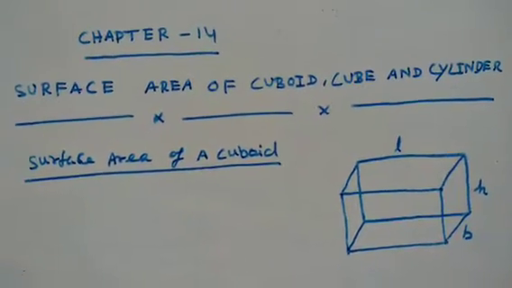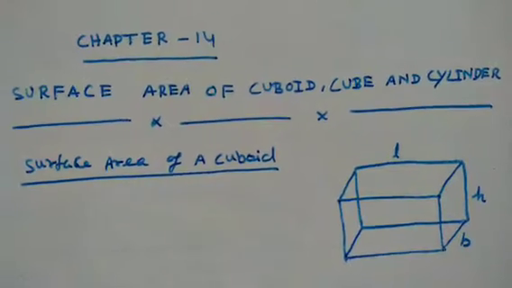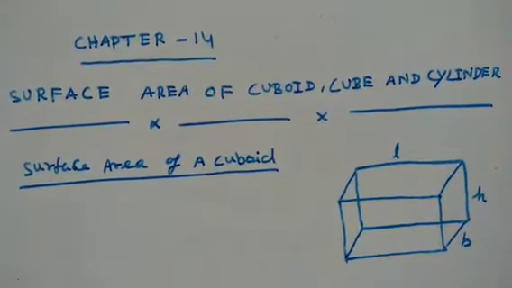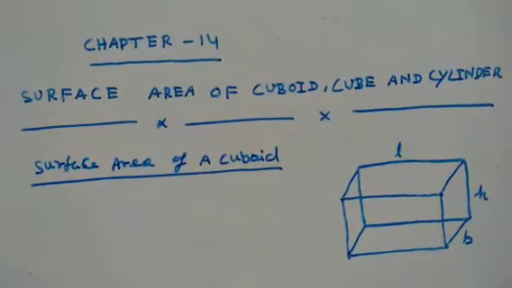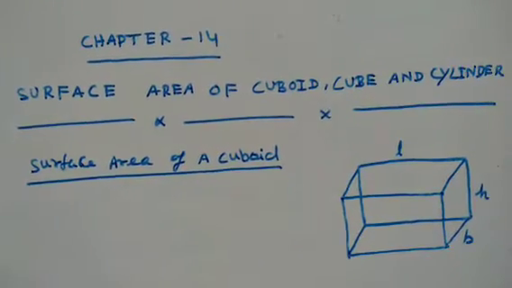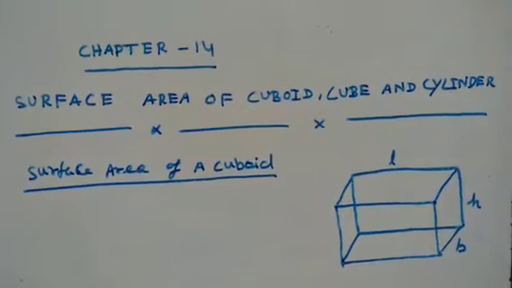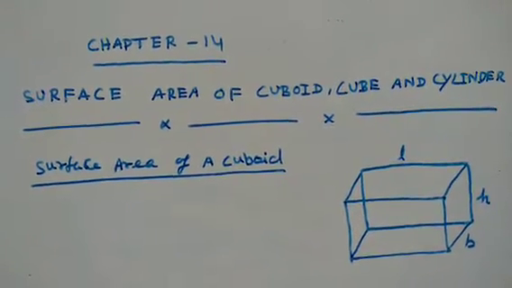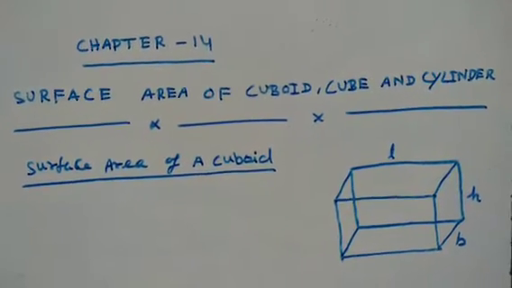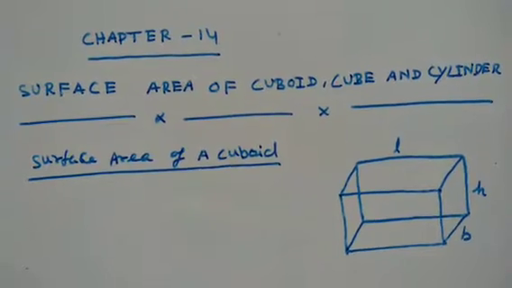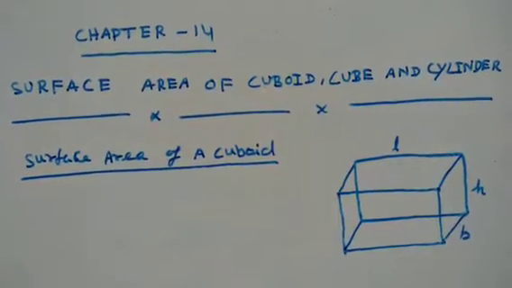Hello children, today I am going to discuss the surface area of cuboid, cube and cylinder. Recall that in earlier classes we have learnt about three-dimensional shapes like cuboid, cube, cylinder, cone and sphere. Let us learn to calculate the surface area of some solid shapes, namely cuboid, cube and cylinder.